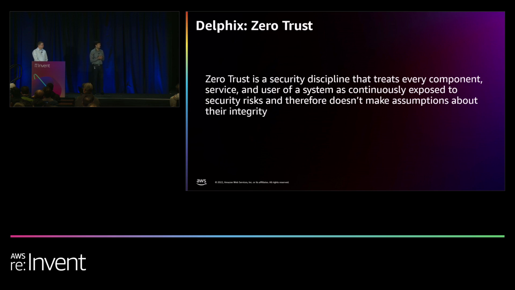Now, I think Quinn mentioned the definition of zero trust, and zero trust goes all the way back to the Jericho Forum and Google's implementation of BeyondCorp. Since then, there have been several definitions out there. Never trust, always verify, no implicit trust, and many others. The way we thought about zero trust is a security discipline that treats every component, service, and user of a system as continuously exposed to security risk, and therefore doesn't make any assumptions about their integrity.